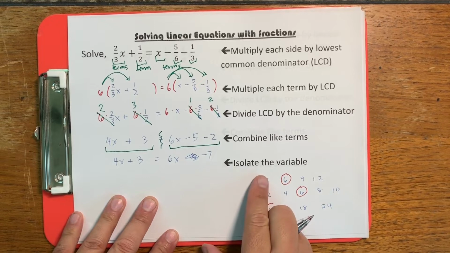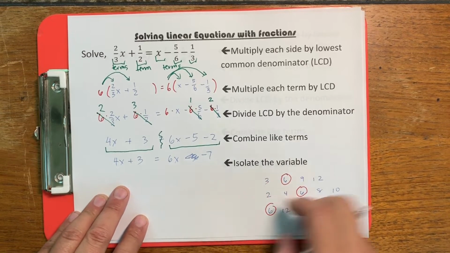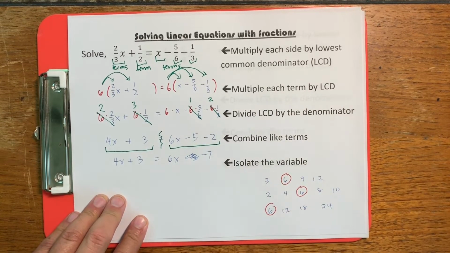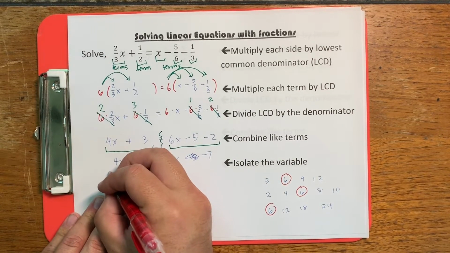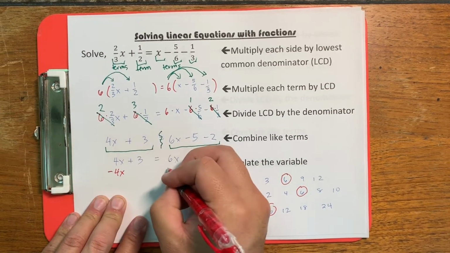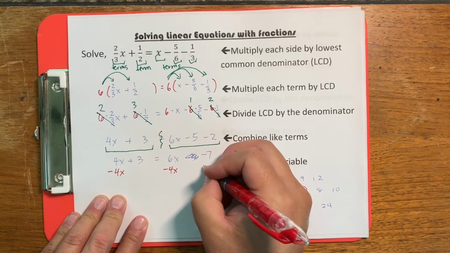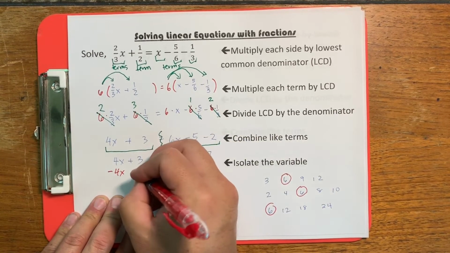And now what we want to do is isolate the x. So what I'll do is subtract 4x from both sides, which means I have to add 7 to both sides.